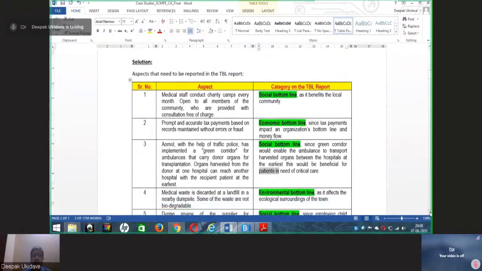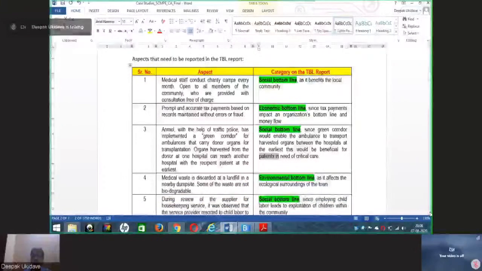Fourth one is medical waste. Medical waste is discarded at a landfill in a nearby dump site. Some of the wastes are not biodegradable. Obviously, it is very easy to recognize that we should stop using material which is not biodegradable, material which doesn't get destroyed, right? We should stop using such material because that is considered as a waste.